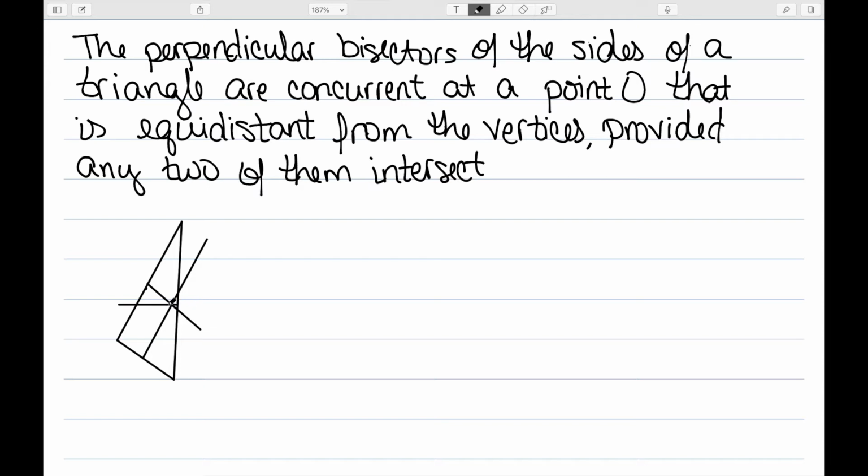So not perfect, but that's okay. We have our point of concurrency right here, and we call this point O. And not only do they intersect at a point, but if I consider the distance from this point to each one of my vertices, it will be the same.